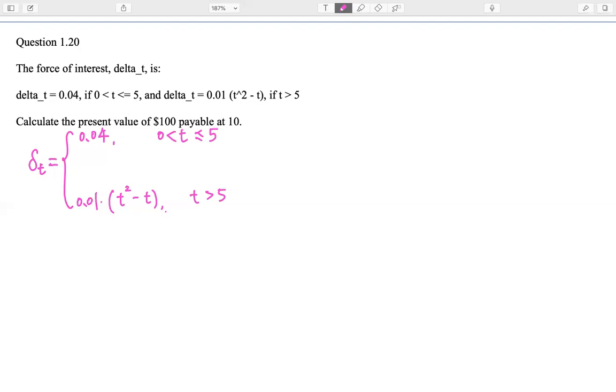But anyway, what do we want to know? We want to know the present value of $100 payable at 10. Even for a simple question like this, it's still a good idea to write down what it is. So you have $100 at 10. You want to know the present value. So you want to discount back, right?